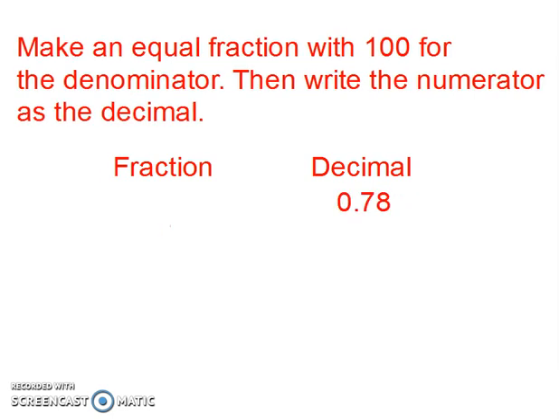Alright, so what if I'm going the other way? I'm just doing the reverse. I'm looking to put this over 100. So I got 0.78 is 78 cents, which would be 78 over 100.